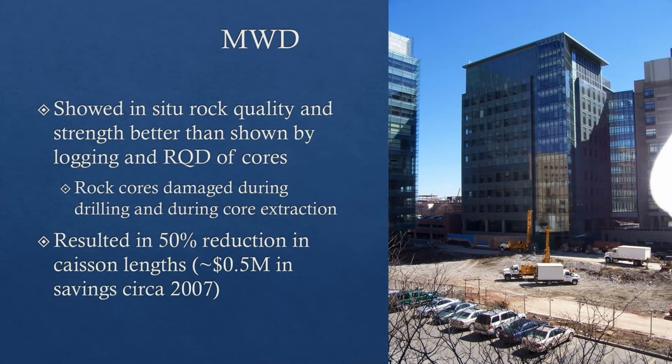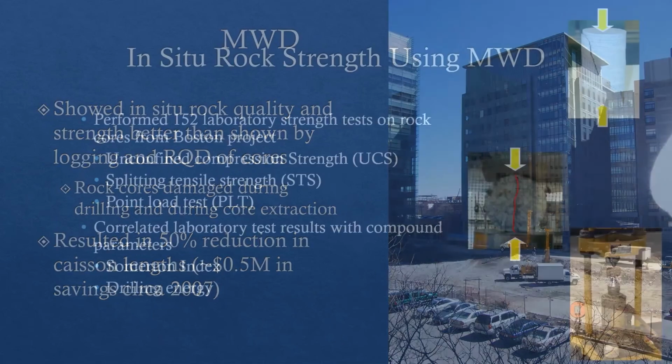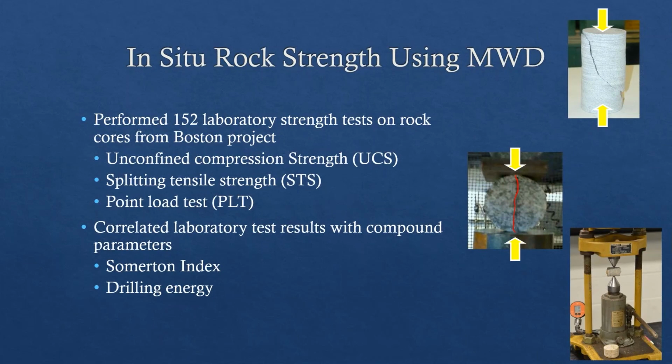So in this case, the MWD showed that the in-situ rock quality was much better than shown by the logging from the engineer and the RQD of the cores. So the cores were really damaged during drilling and during core extraction. So by using the MWD, they were able to reduce the caisson length by 50%. And so back in 2007, that resulted in a decrease in cost of about $500,000.